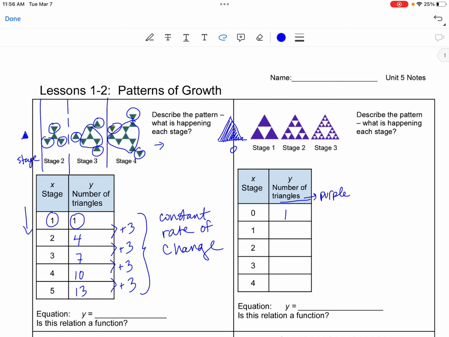And then that triangle gets split into 3 triangles. So there'd be 3 triangles here. And then each of those triangles gets split into 3 more triangles. So now there's a total of 9 purple triangles. And then 27, and then 81. So if you're describing what's happening here, you're multiplying by 3. Each stage is 3 times more triangles. So here, if we go from one output to the next, instead of adding 3, we're multiplying by 3 each time.